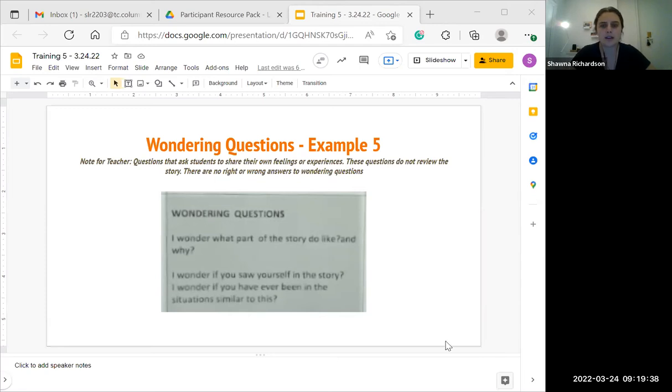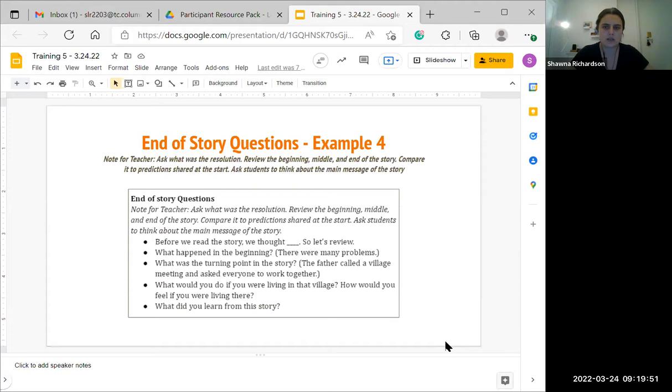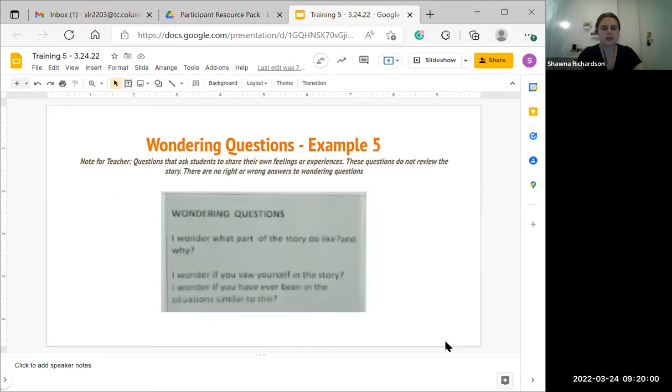So let's just go back again, just to make sure that it was clear. So you have questions while you're reading. This is on each page. You stop and you ask maybe 1 or 2 questions. And then at the end of the story, you start to ask them, okay, what did you learn? How is the problem solved? And then finally, in the wondering questions, you really start to get students to think about their own life and connect the message beyond the story.